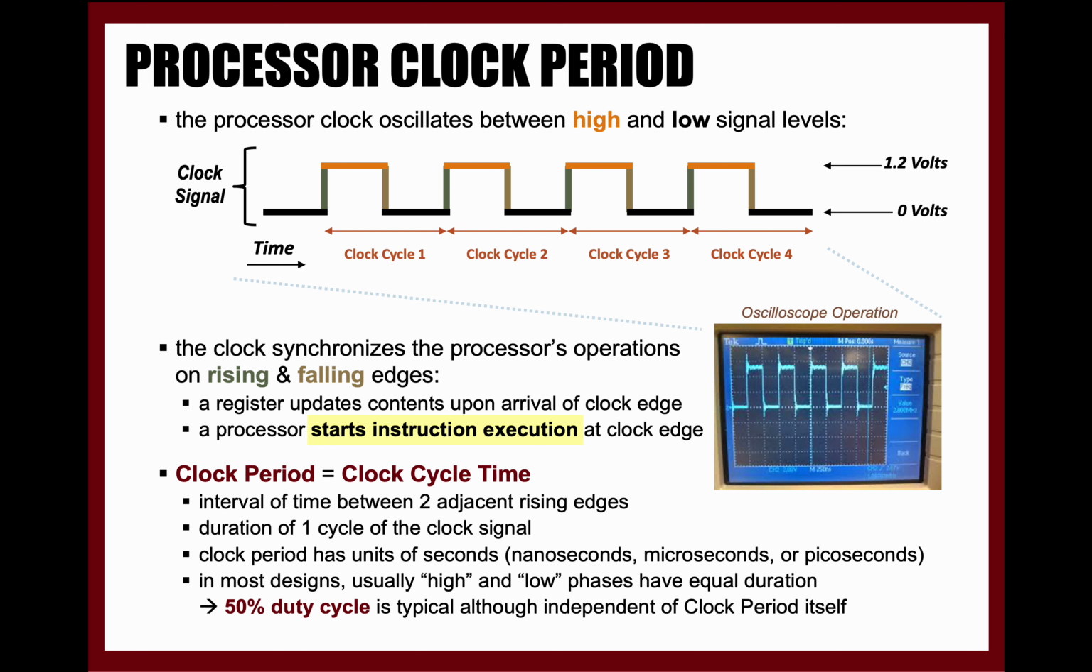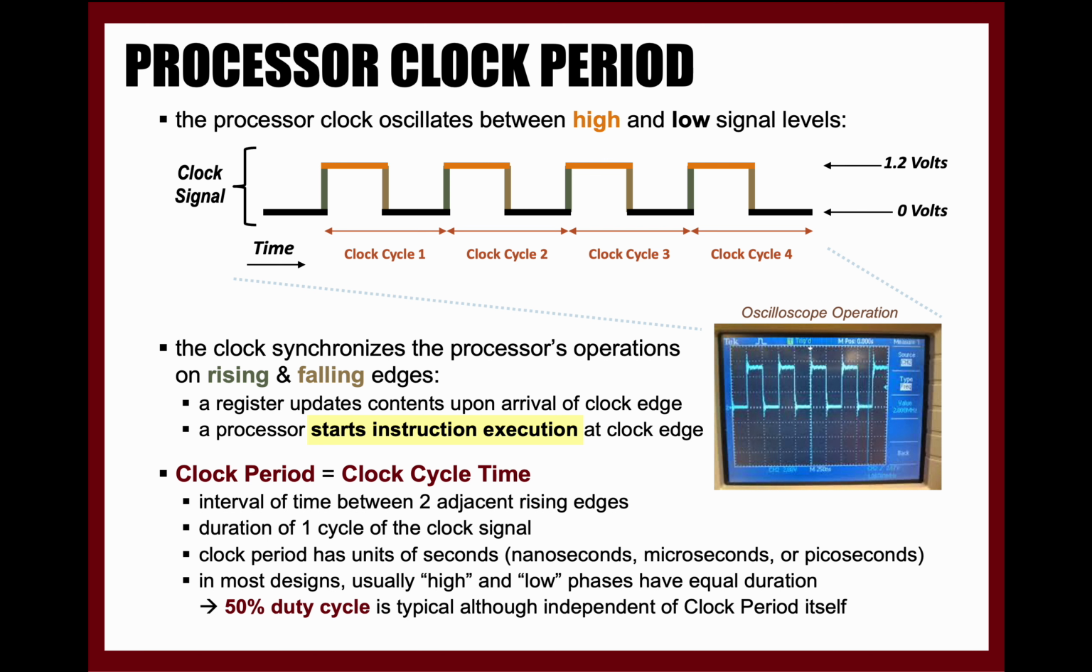Let's talk about processor clock period now. At its core, a processor clock operates by oscillating between high and low signal levels. This is visually represented in the clock signal diagram, where you see several cycles shifting between 0 volts and 1.2 volts. The clock serves a crucial role in coordinating the processor's operations. Specifically, on the rising and the falling edges of the clock signal, two primary events occur. A register in the processor updates its content. A processor commences the execution of an instruction.